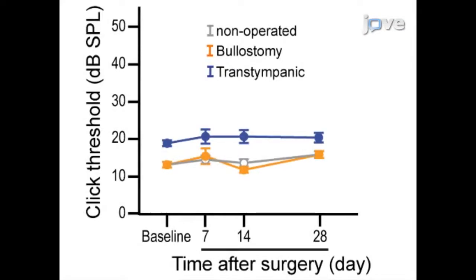This graph shows ABR thresholds in male 8-week-old C57BL6J mice in response to click stimuli before surgery and at 7, 14, and 28 days after microsurgery. Bulostomy data are shown in orange, transtympanic injection data are shown in blue, and data from non-operated animals are shown in gray.